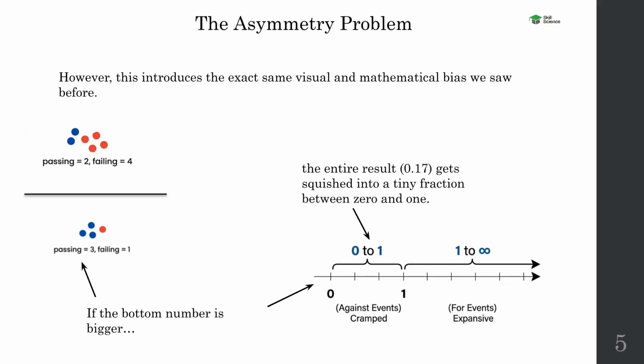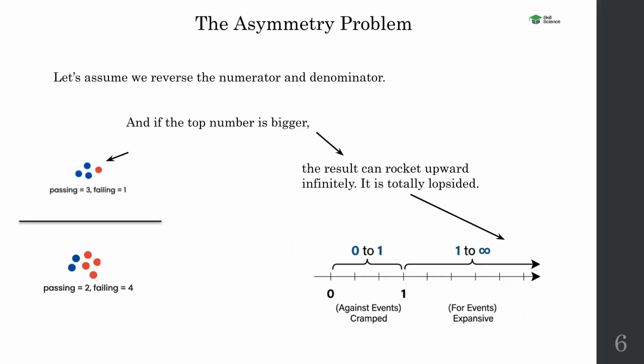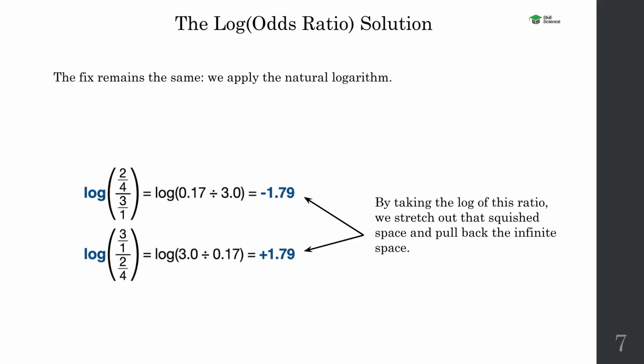If the bottom number, the denominator, is bigger, the entire result gets squished into a tiny fraction between 0 and 1. If we reverse the numerator and denominator, and the top number is bigger, the result can rocket upward infinitely. The scale is totally lopsided. The fix remains the same. We apply the natural logarithm.